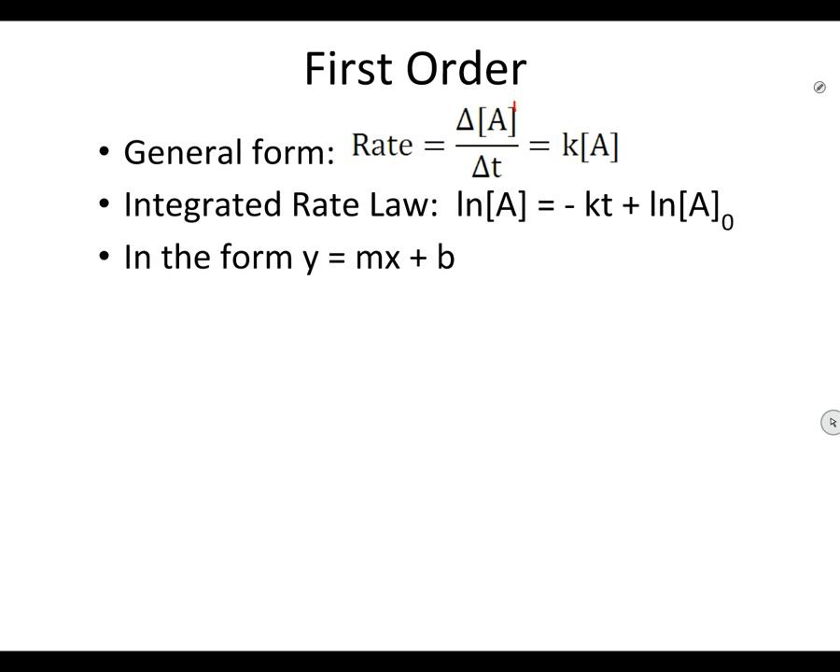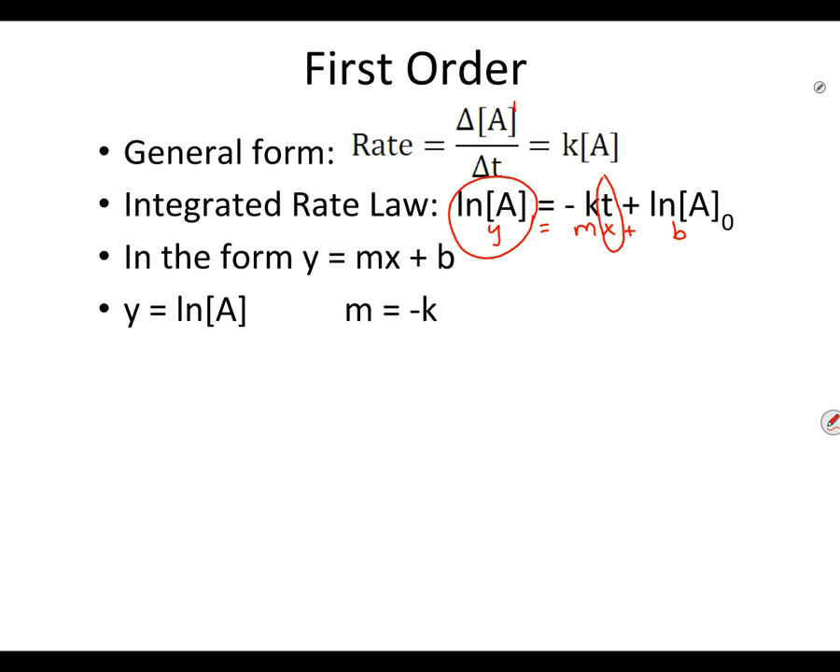If we look at this in the form of a line, we have y equals mx plus b. And we can make some generalizations, and we can also have an idea of what the graph of this will look like, and that can help us determine the order of a reaction in case we didn't know already. So if we look at this integrated rate law in the form of a line, that slope-intercept form, mx plus b, we can see that the natural log of our final concentration would be our y, and we can see that time would be our x.